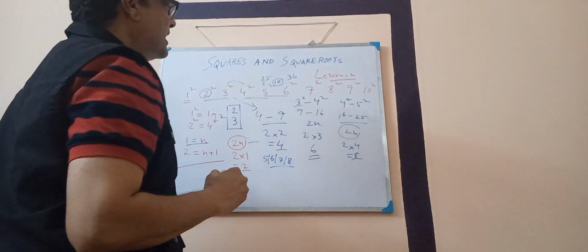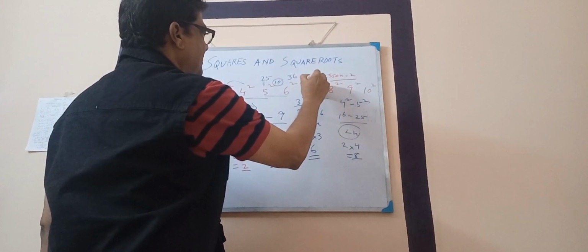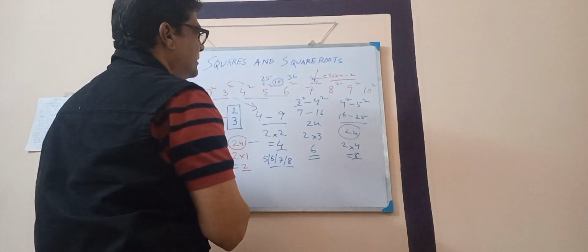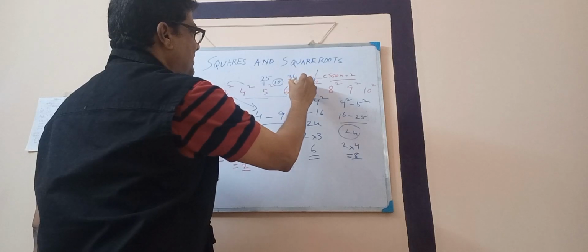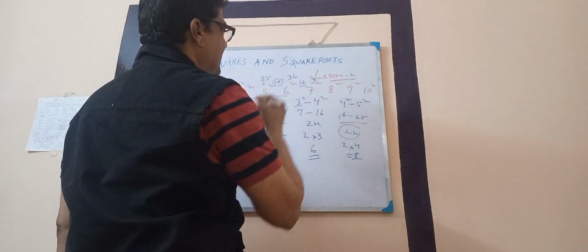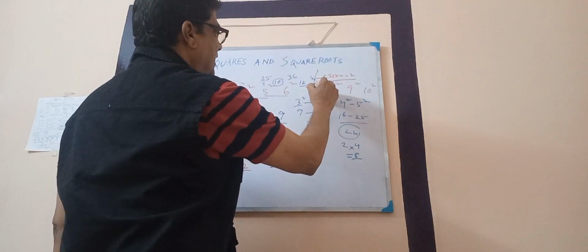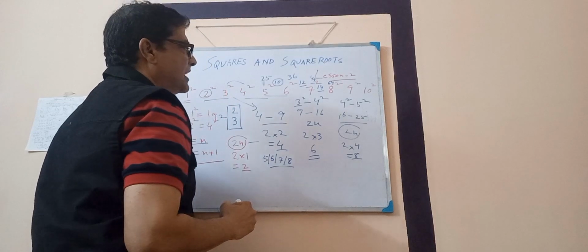In between 6 square and 7 square, that means in between 36 and 49. How many numbers? n is 6. That means 2n, 12 numbers. In between 7 square and 8 square. 8 square is 64. How many numbers? There will be 14 numbers. 2n, 2 multiplied by 7.